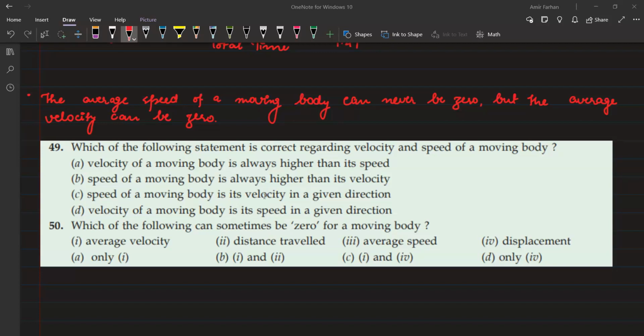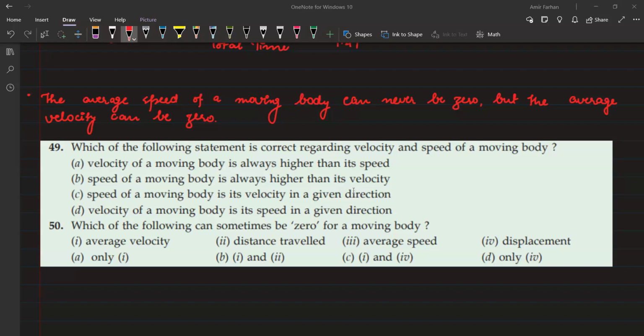Next option: speed of a moving body is always higher than its velocity. Is it possible that speed is always higher than its velocity? No, sir. What about the rest of you, Saad and Samia? No, sir. Because speed can be equal to velocity. Velocity and speed can be equal to each other at maximum, so it will not always be higher than its velocity.